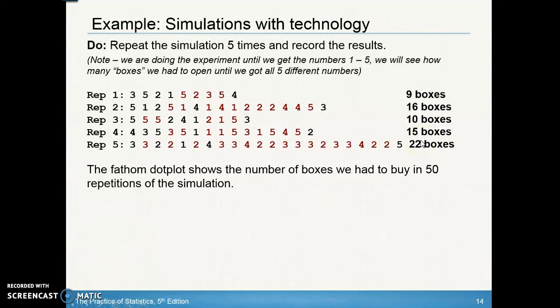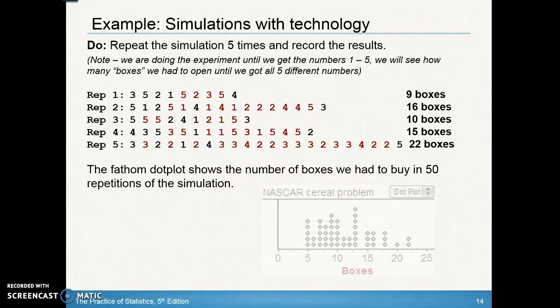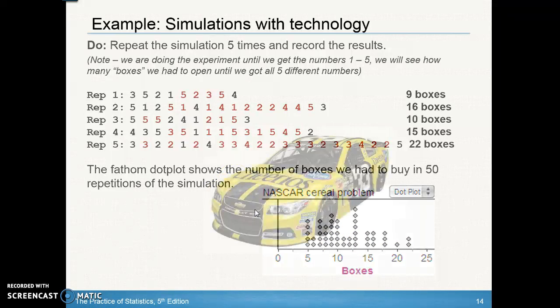Now, when we have larger, more technology than just us sitting over there doing it over and over again, it makes it a lot easier. But this dot plot below shows the number of boxes if we did 50 repetitions of the simulation. So that's why technology is sometimes a little bit easier. Okay, so this is 50 repetitions. So here, in this case, we only had to buy 5. Okay, in this case, we had to buy like 22. Okay, we had 15 here, 10 boxes here in order to get all 5 different ones.